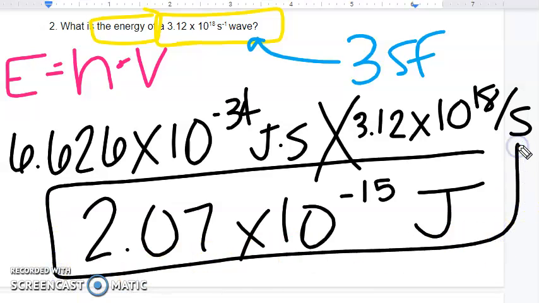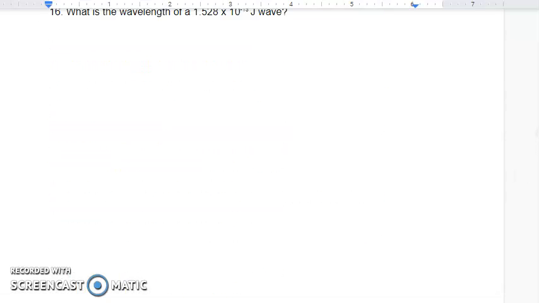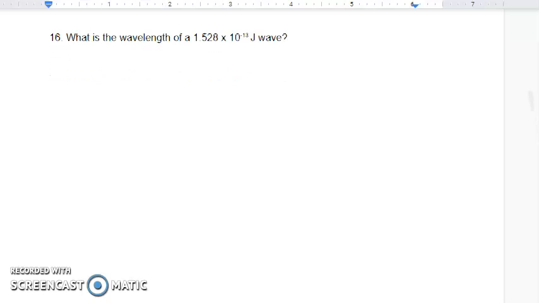Okay, now let's do one that's a little more challenging where we may have to use both equations. Okay, so let's see. Okay, let's do this one.